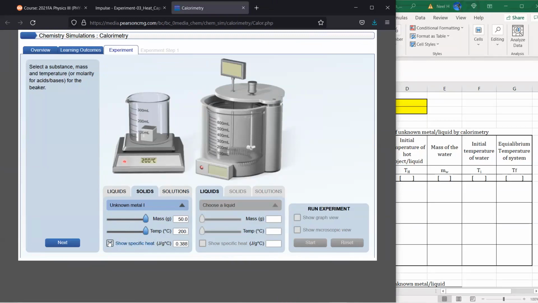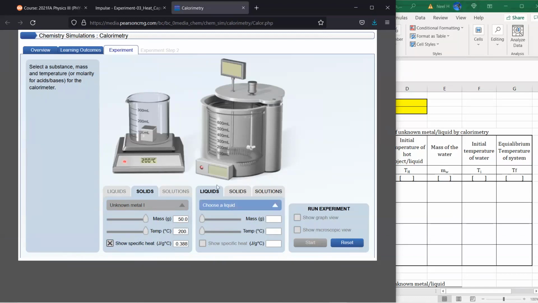And then if you click right here, it will tell you the specific heat of that item, which we are using, about 0.388 joule per gram. Joule per kilogram, it's about 388. Now, after you select all of those, there's a next icon on the left-hand side, very bottom. You click that, then you can start making changes to the calorimeter.